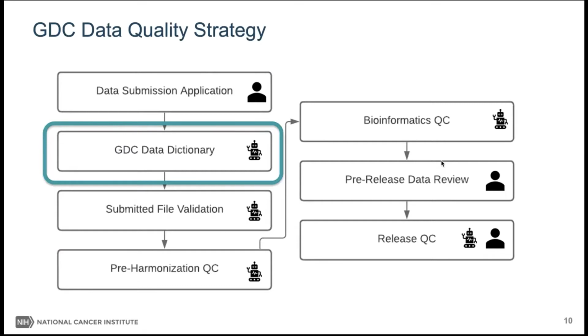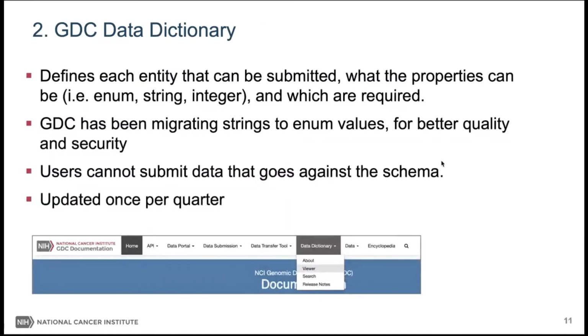Moving on to the second step of the GDC data quality strategy is the GDC data dictionary, and this is a completely automated step. If you've ever used the GDC submission portal, you have used the GDC data dictionary. This is the schema that defines each entity, be it a case, sample, or submitted aligned read, that can be submitted. So this just tells the user what the properties can be. Is it an enum, string, integer, number? And which of these properties are required?